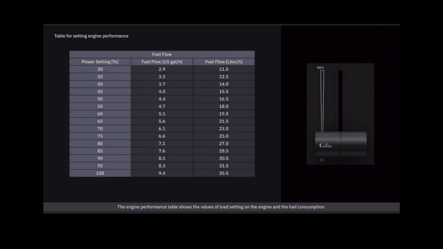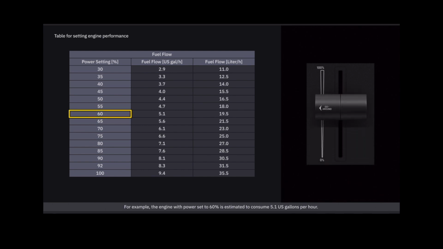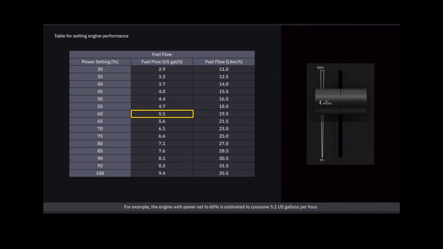The engine performance table shows the values of load setting on the engine and the fuel consumption. The pilot can estimate the fuel consumption instantly during the flight by referring to this table. For example, the engine with power set to 60% is estimated to consume 5.1 US gallons per hour.